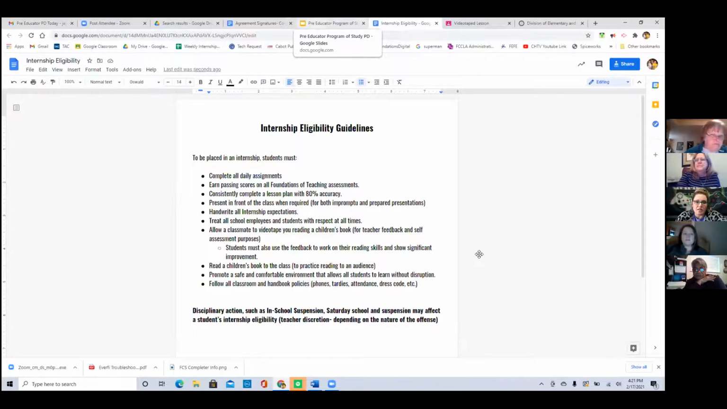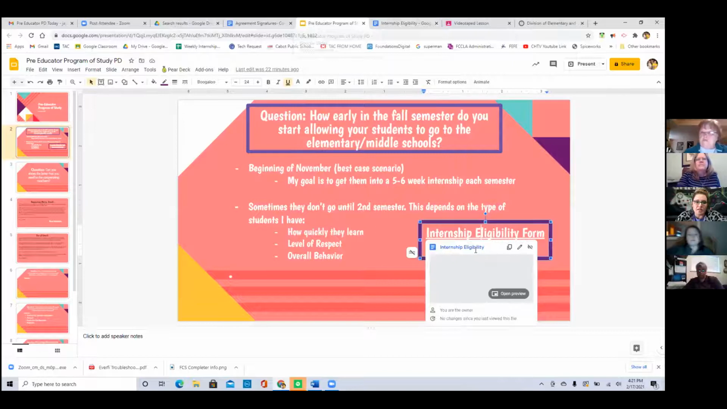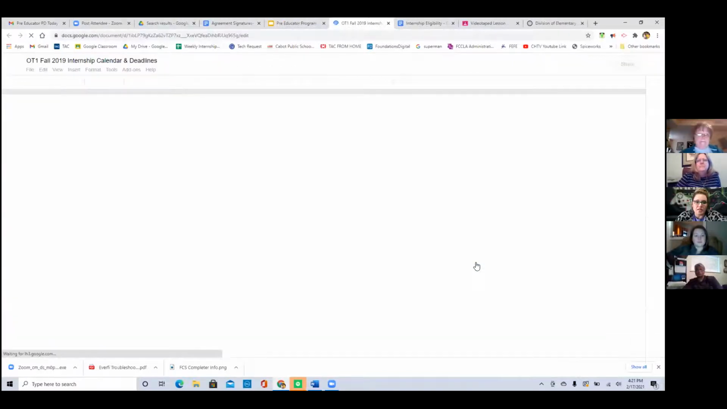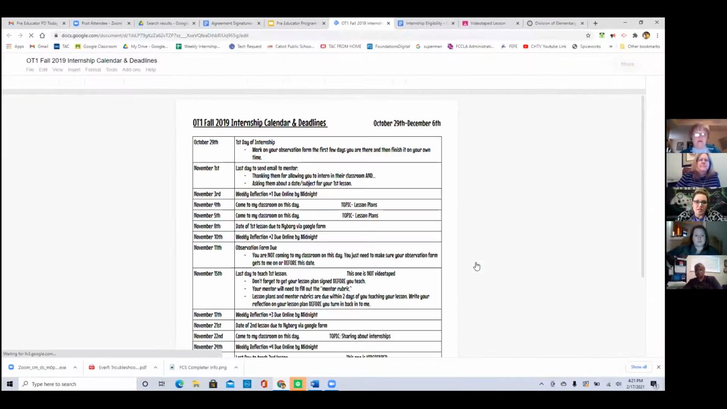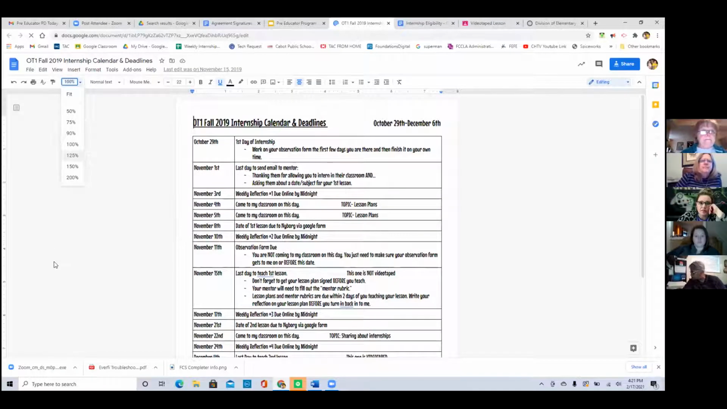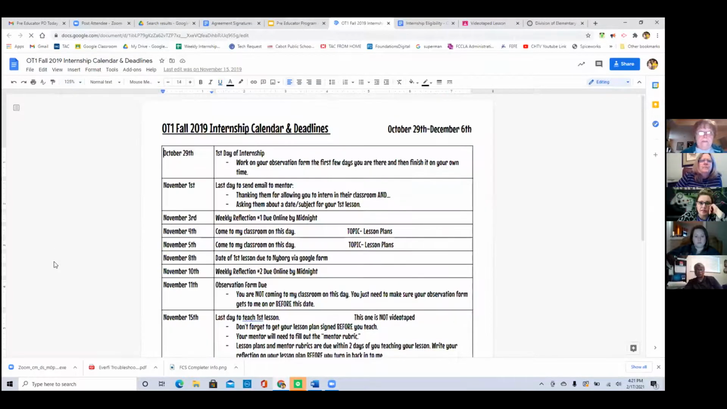And this is from last year. I just wanted to show you, this is the calendar that I gave them last year for their internships. Do y'all see that? Okay. I probably baby them a little bit. I try to put everything in there. Any communication they have with their mentor teachers, I make them carbon copy me on the email, so I stay in the loop with what's going on.